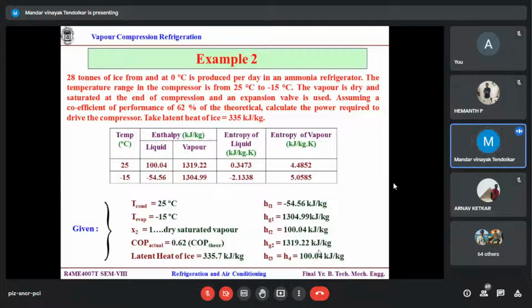COP is actually 62%. Latent heat is a standard value. And again, with the same logic, I can get H2 directly as Hg2. Correct? Then H3 equal to H4 equal to Hf3. And H1 I need to calculate. Do you agree? Yes, sir.